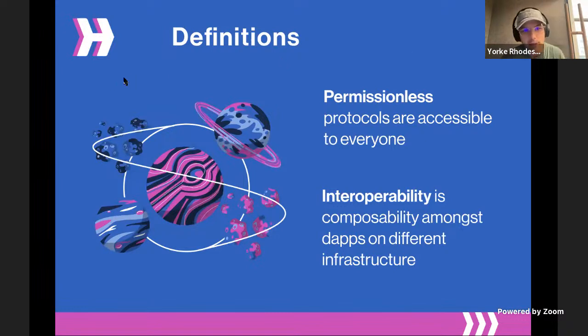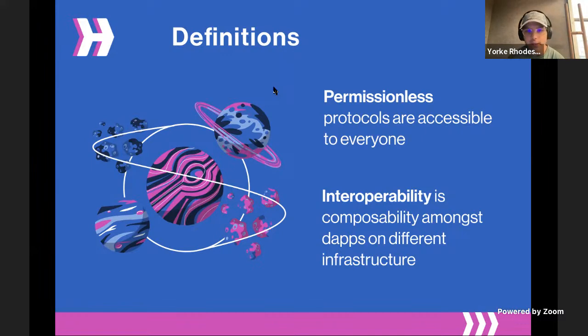In our case, we like to describe our product and our protocol as a permissionless interoperability protocol. So, permissionless just means anyone can use it. It's accessible to everyone. We want to create a protocol that can outlive the lifetime of any business. And interoperability is making applications that are on different architectures composable. So why should you care about this?